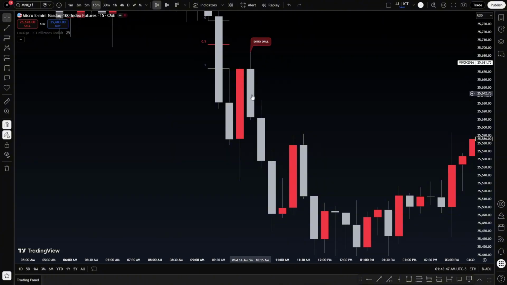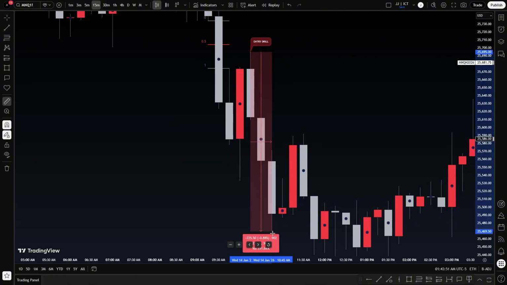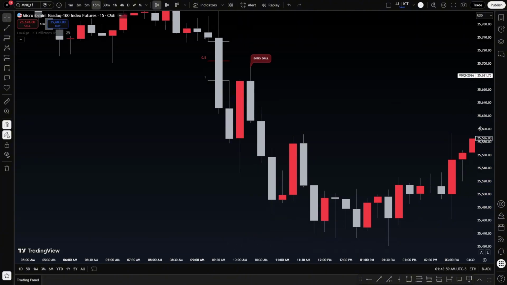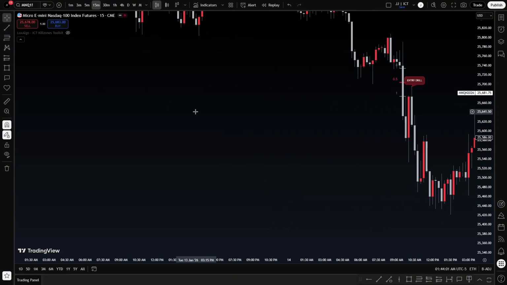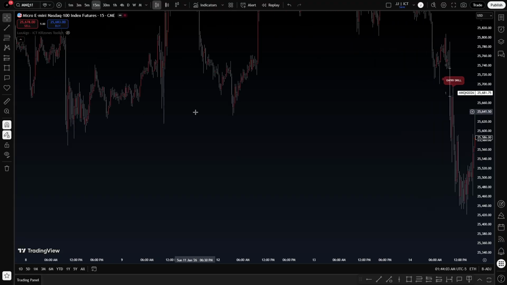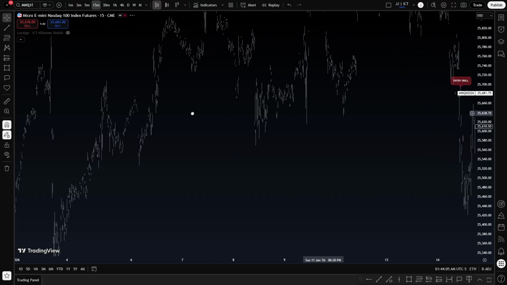And look how price just moves away from it beautifully too. From there to there, it did 225 points in a matter of 45 minutes. Pretty cool, isn't it? Very, very cool. Now, what is the liquidity that it sought? We used institutional order flow entry drill to drop, but what liquidity did we seek?